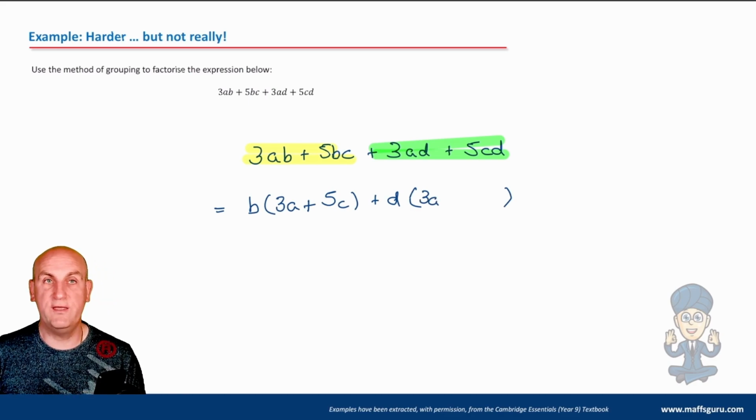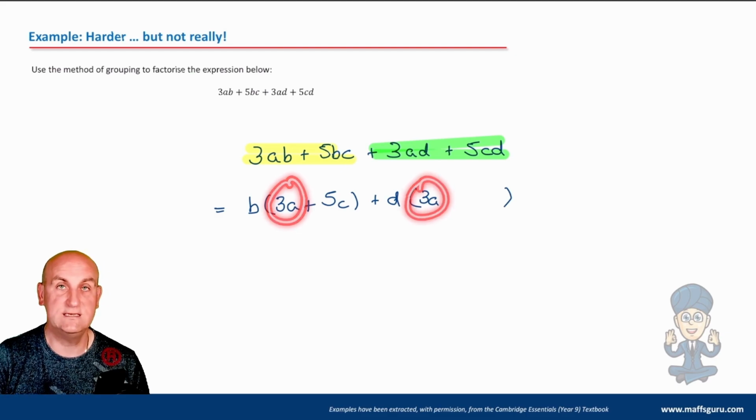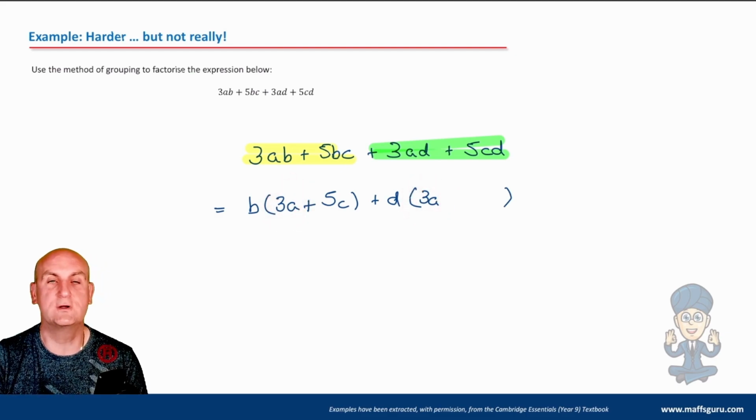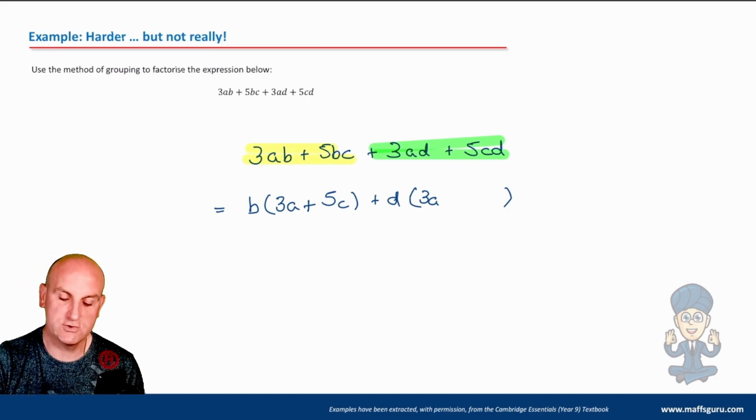How do I know I'm doing the right thing? Because this was a 3A, and there's a 3A, so I'm almost there. Now again, don't shortcut it. Don't just write down plus 5C and hope. Check, because we can always try and trick you that some of these won't be able to be factorized.